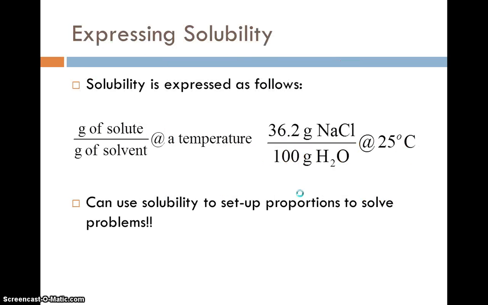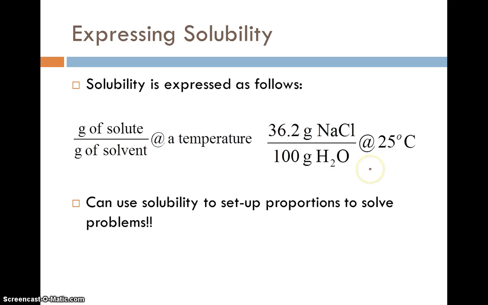Now the other thing we can get from these graphs is actual numerical representations of solubility. When we express solubility, it contains three parts. You have the amount of solute over the grams of solvent at a specific temperature. So if we were to look at the NaCl line from the previous slide, if we found 25 degrees Celsius, that 100 grams of water could hold 36.2 grams of sodium chloride. So we write it like a fraction.